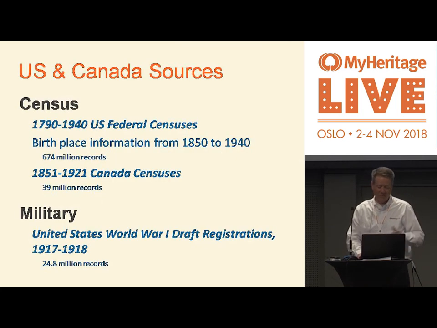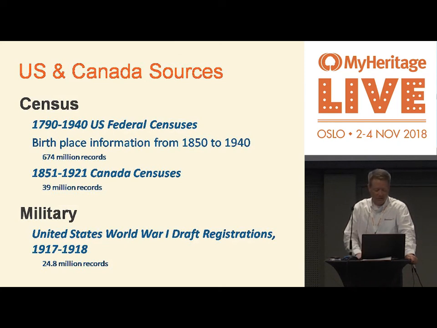So I just want to point out that I hope you look at some of the U.S. records that we have on MyHeritage and other sites as great sources of information for your European ancestors. The 1790 to 1940 census, again, birthplaces start in 1850. So from 1850 to 1940, there's 674 million records. Not all of those are of foreign-born persons, obviously. We have a full set of the Canadian censuses, 1851 to 1921. 1921 was released, I think, in the last 6 weeks.